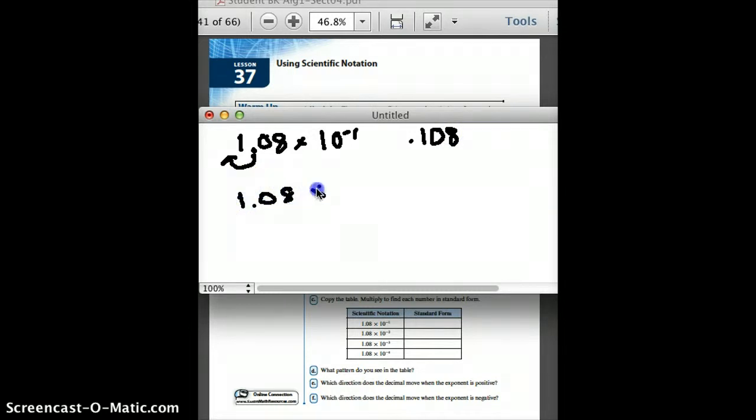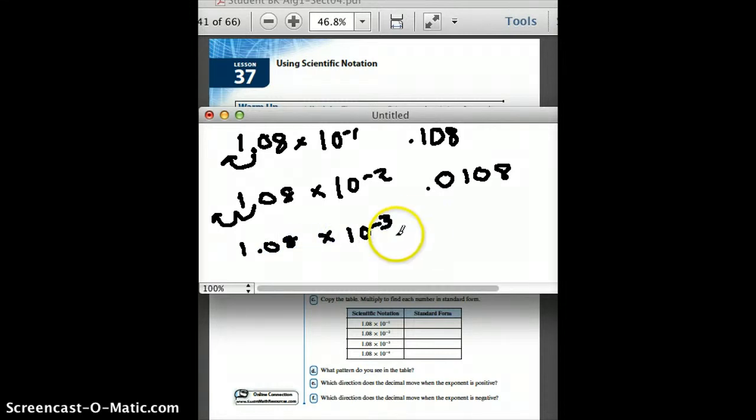1.08 times 10 to the negative 2. What do you think we're going to do? We're going to move this decimal 2 spaces to the left. Okay, so it becomes 0.0108.